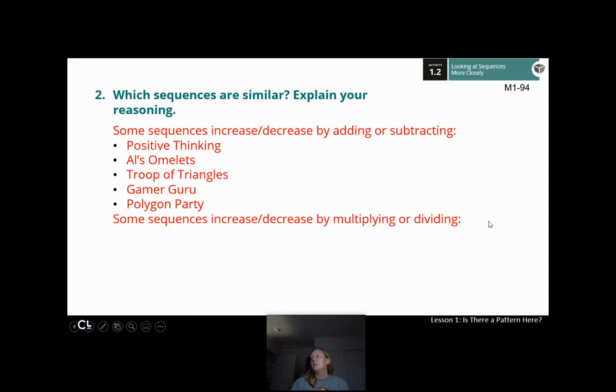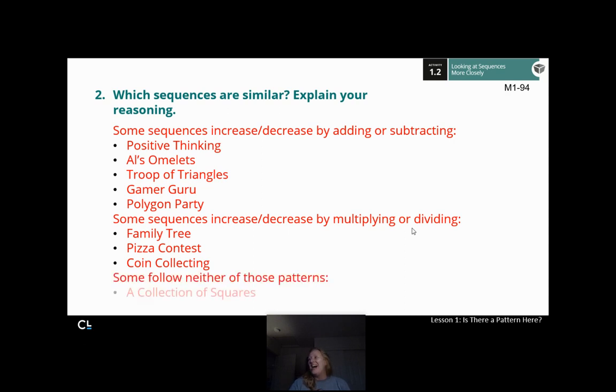But I also noticed that some sequences were increasing or decreasing by multiplying or dividing, right? The family tree, we were multiplying by 2. The pizza contest, we were dividing it by 2, cutting it in half. The coin collecting was being multiplied by 3. So these were multiply, divide kind of guys. And then I just had some weird ones. I had a weird one that just didn't follow any of those patterns. So some followed neither of those patterns. The collection of squares, where it was like square, square, square. So I wasn't actually adding or subtracting. It was just a square thing. And of course, Donna's daisies with the 3, 4, 2, 3, 4, 2 pattern.